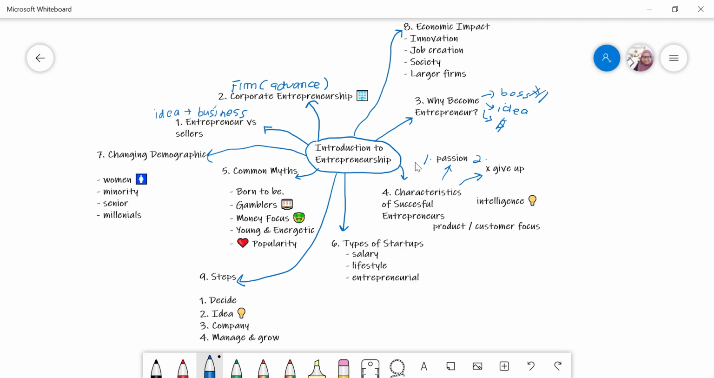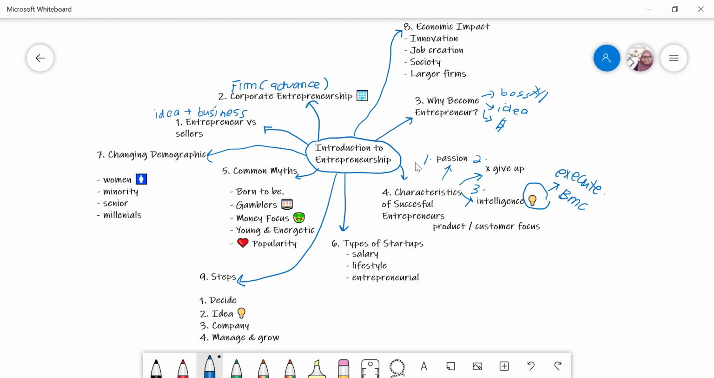And number three is intelligence. Intelligence means you have an idea and you know how to execute it. From our class, we are doing BMC. So you are doing execution of the idea through the BMC, which is good. If you have an idea and you just keep it to yourself, it won't become successful.